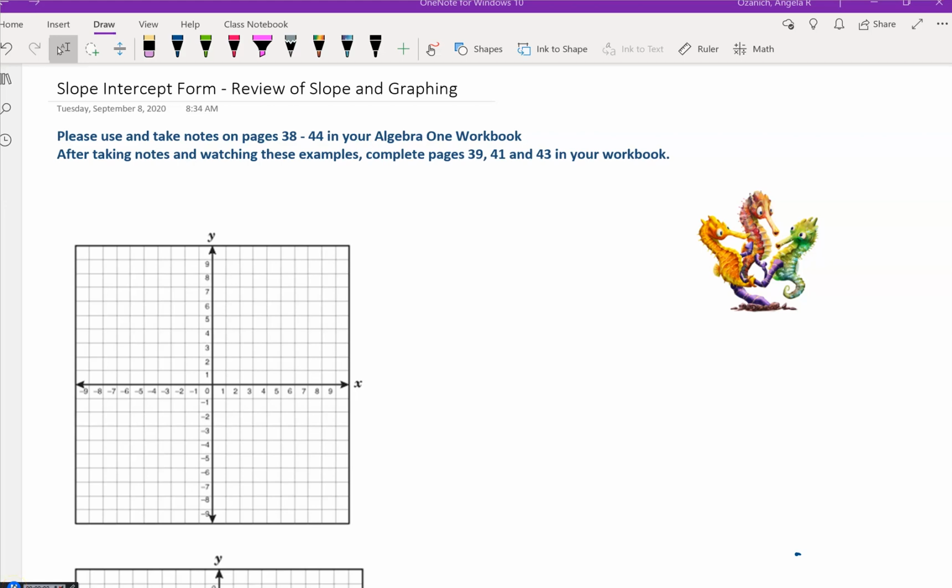All right, my Algebra 1 students, here we go. We have some work to do on learning how to graph with slope-intercept form. And we're going to do a little bit of a review today on what it means to also calculate slope. Okay, so we have some slope-intercept form, we have some slope, and we have some graphing all in this video.